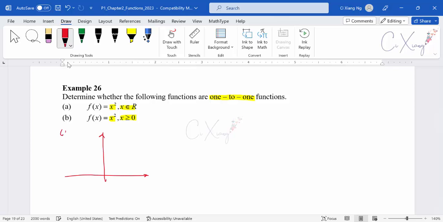For part A, if I want to sketch the diagram of x squared, this will be my x squared, a U shape. I draw the complete U shape, the smiling face, because the domain given belongs to the real numbers, that means from negative infinity to positive infinity. To determine whether it is one-to-one, I draw a horizontal line anywhere along the graph, then check how many intersection points there are. Very clearly we can see two intersection points between the horizontal line and the curve for x squared. Therefore, this is not a one-to-one function.